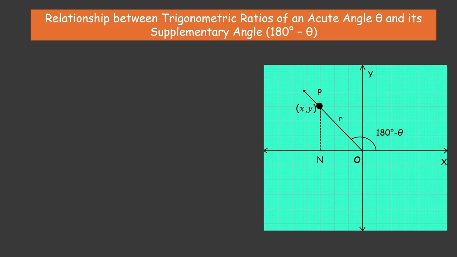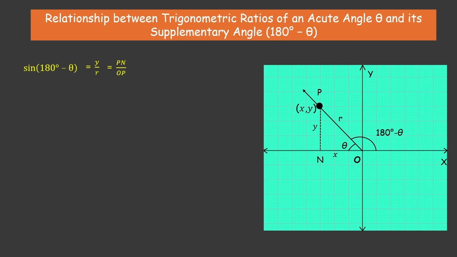Now, if we drop a perpendicular PN on the negative x-axis, we have this right angle triangle OPN. Here, this angle O is theta because this is a straight line, right? Then this PN is y units, ON is x units. Now, sine of 180 minus theta will be the y-coordinate of P upon r. That is y upon r. That is PN upon OP.